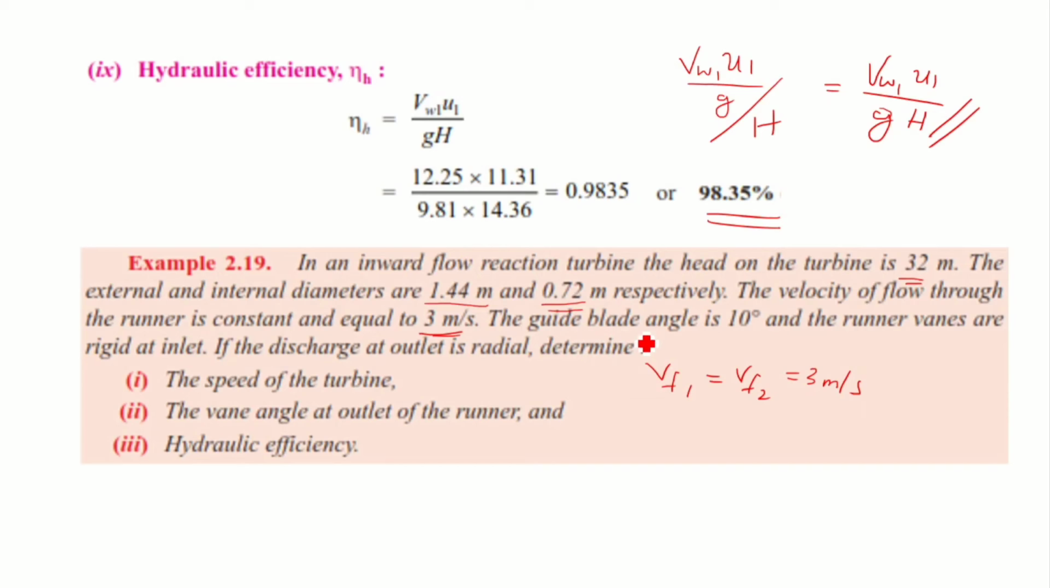The guide blade angle is 10 degree and the runner vanes are, this is not rigid, it is radial at inlet. Runner vanes are radial at inlet. So replace the term rigid with radial at inlet. If the discharge at outlet is radial, determine the speed. We need to find N, the vane angle at outlet of the runner, and hydraulic efficiency.